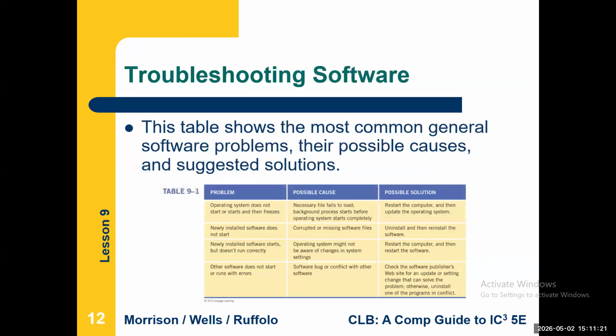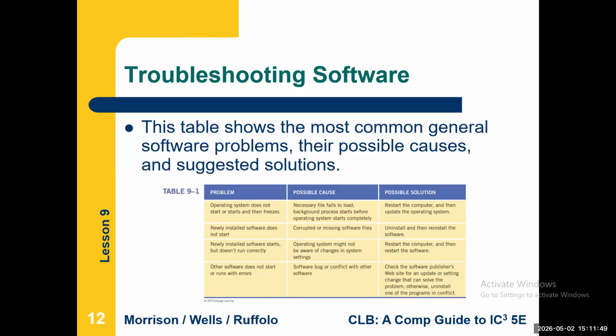So this table now shows some of the common software problems, the possible causes of them, and how we can solve them. The first problem we have is the operating system does not start, or starts and then freezes. You could realize that some people, immediately they start their machine, it doesn't even come up at all. Or when it comes, it starts and then freezes.